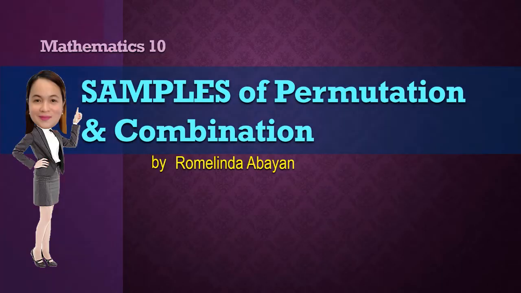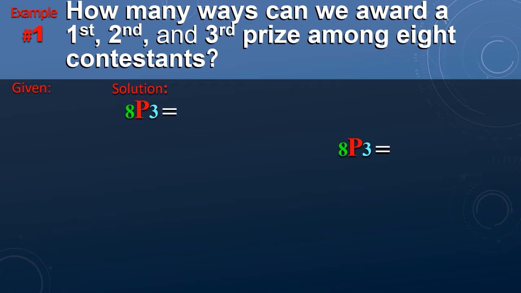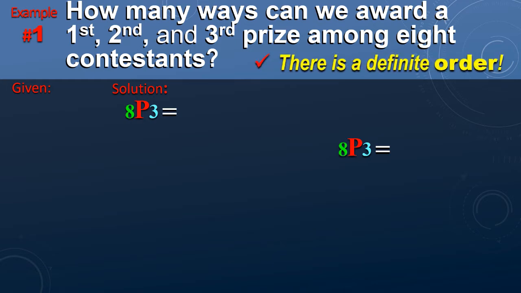We are going to discuss different samples of permutation and combination. Example number 1. How many ways can we award a first, second, and third prize among 8 contestants? By looking at the given problem, there is a definite order. So what is that order? It is the first, second, and third prize.